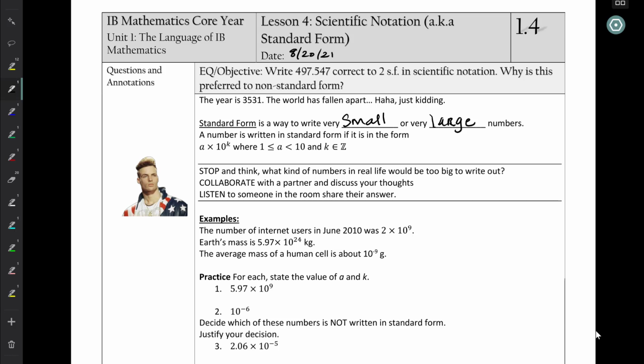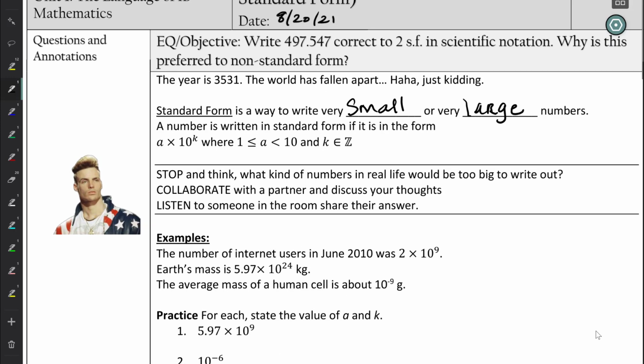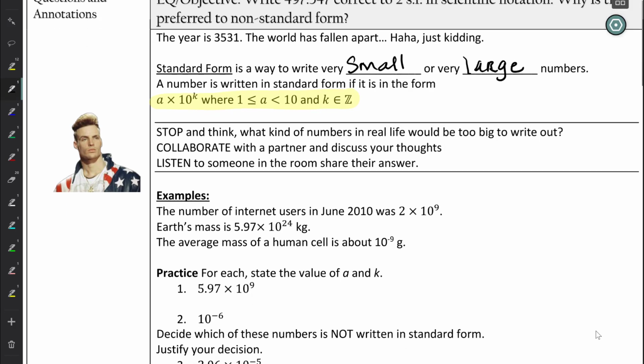Standard form is just a way to write very small or very large numbers. A number is written in standard form if it is in the form a times 10 to the k power, where 1 is less than or equal to a and a is less than 10, and k is an element of integers. So that sounds like a lot to think about. We're not going to do this stop, collaborate, and listen today. We're just going to move right into some examples to try and illustrate this.